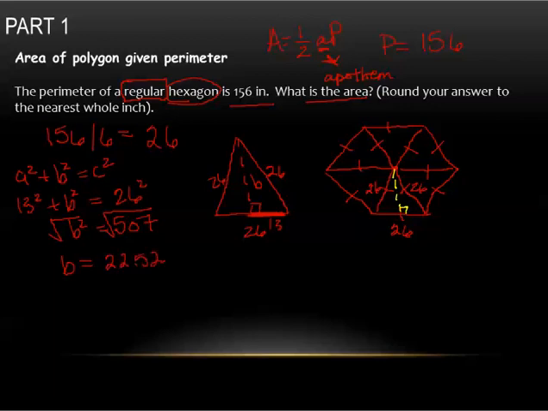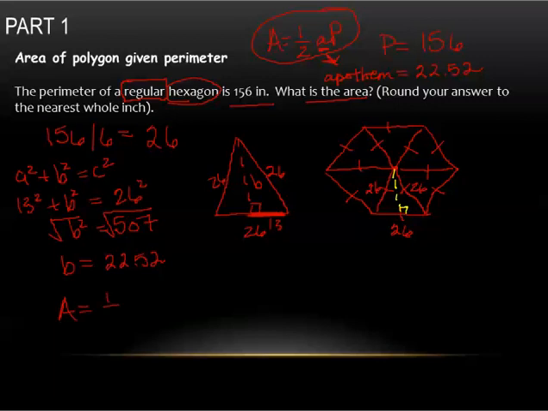Okay, so now I know my height, which in actuality is my apothem, so I probably should have used the letter A for my height. It would have been less confusing. So I'm going to put up here that my apothem equals 22.52. Now all I have to do is plug all my information into that formula, and I will know what the area of my hexagon is.